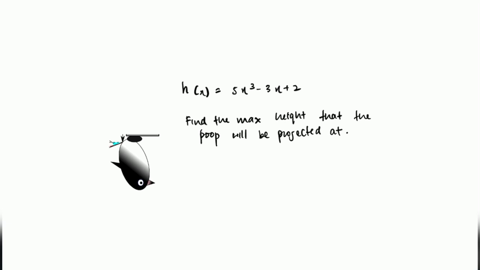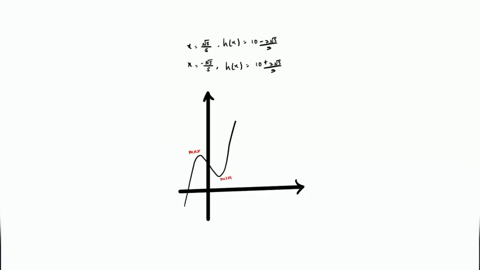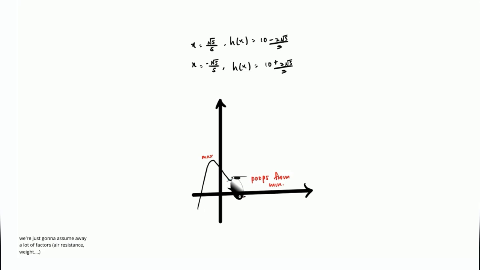So say that I have a penguin just hanging upside down on a tree, I don't know why. And I have a height equation that demonstrates the height at which the poop will reach given a distance, x. So now I want to find the maximum height that the poop will be projected at. From our previous calculation, we found these values. And now let's look at it from a graphical point of view. Say that my penguin is at the minimum location with coordinates root 5 over 5 and 10 minus 2 root 5 over 5.